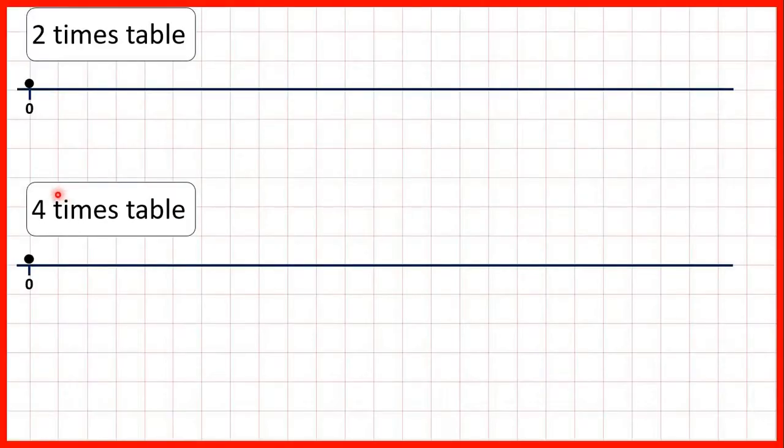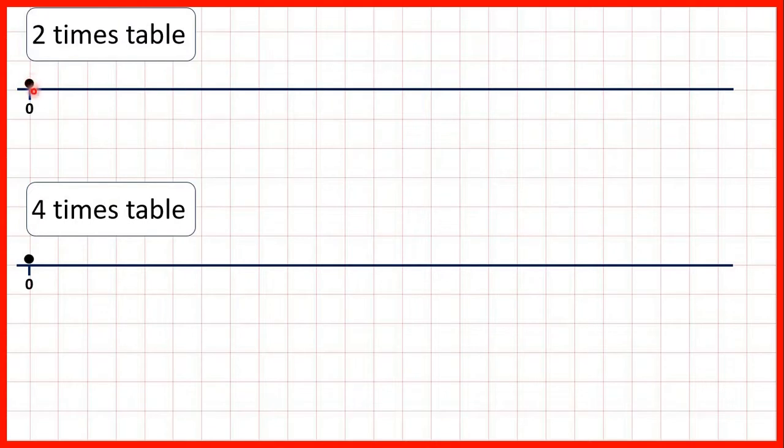Now we need to connect the 2 times table and the 4 times table. So every number that's in the 4 times table is also in the 2 times table. Every multiple of 4 is also a multiple of 2. And to see why that is, on this top number line here, we can write out our 2 times table, and then on this bottom number line, we can write our 4 times table.